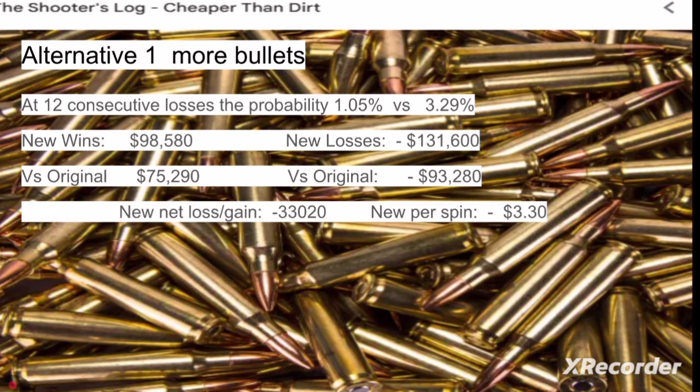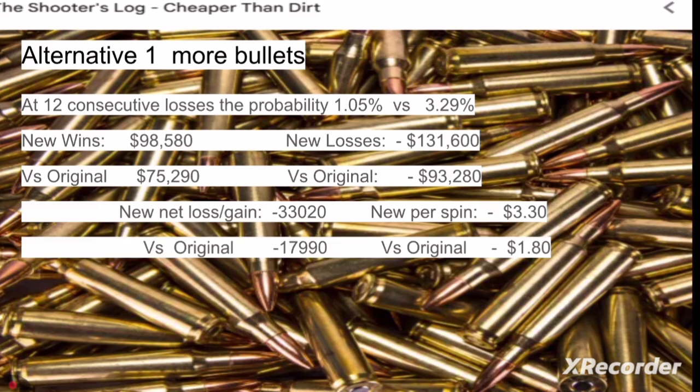So our new net loss is now $33,020. That's now $3.30 a spin is going to cost us, out of those 10,000. Versus the $1.80 that it was before. So having more bullets does not make the strategy better, right?